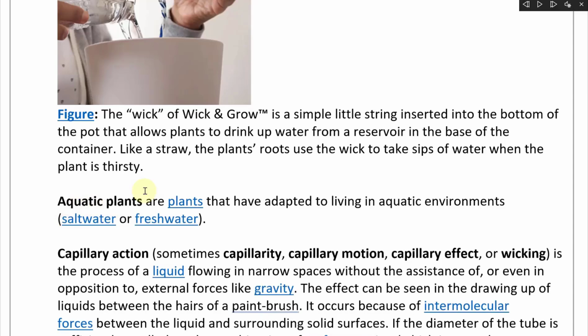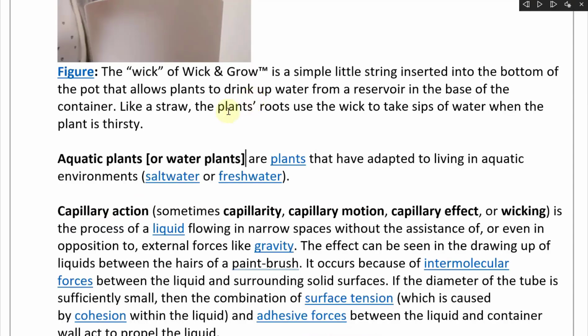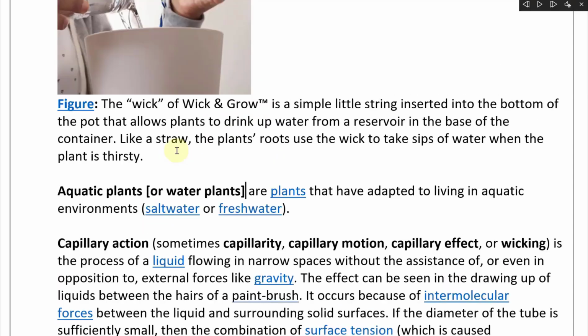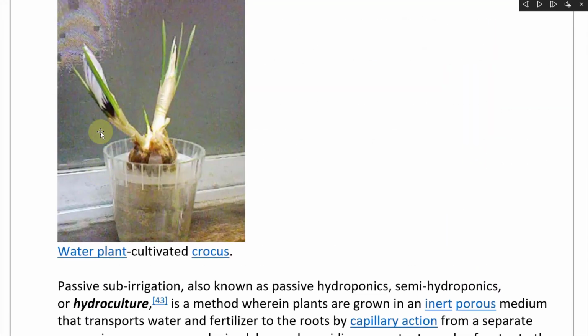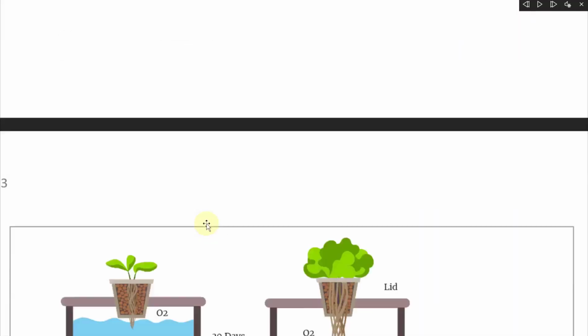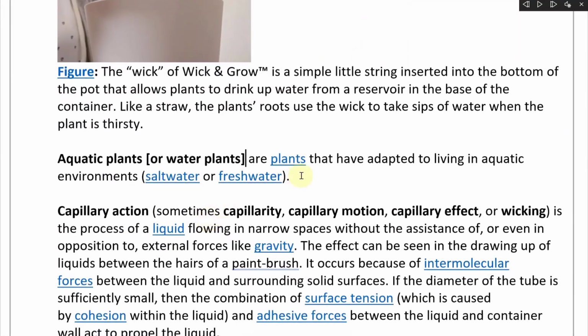So now let's look at aquatic plants. These aquatic plants, also called water plants, like this water plant over here, a cultivated crocus, a type of water plant. So aquatic plants or water plants are plants that have adapted to living in aquatic environments, either saltwater or freshwater.